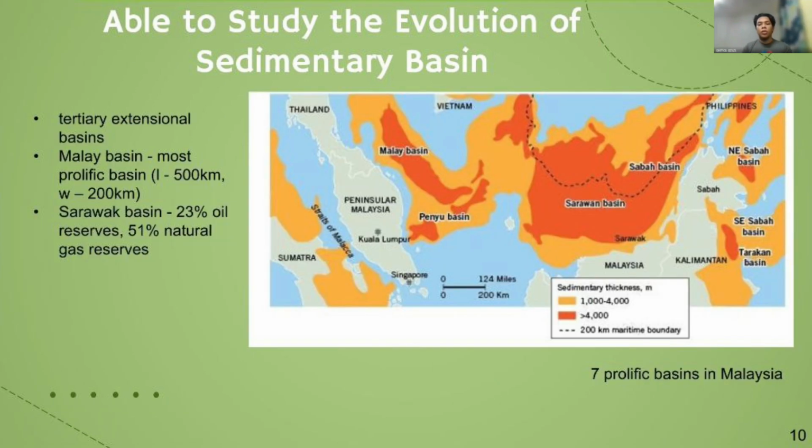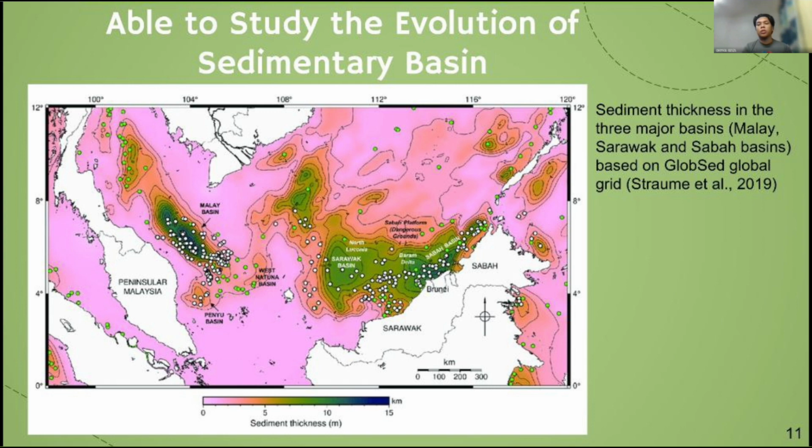basin area. In Malaysia, there are 7 basins which are under the tertiary extension basin. In Peninsular Malaysia, the biggest basin is the Malay Basin, while in the Sabah and Sarawak area, the Sarawak Basin is the highest reserve area. Shown is the sediment in the three major basins: Malay, Sarawak and Sabah Basin.